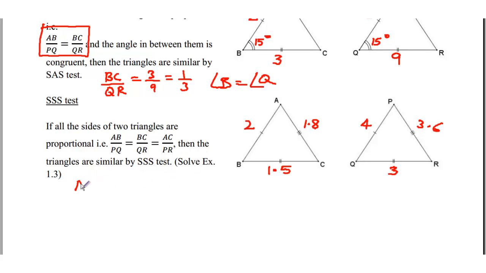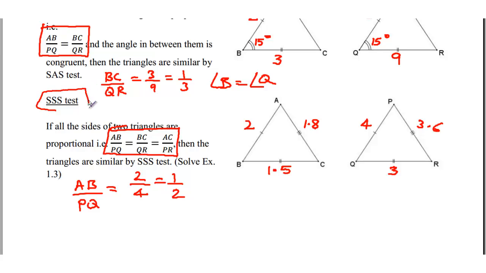So we can say that AB upon PQ is equal to 2 upon 4, which turns out to be 1 upon 2. In the same way, BC upon QR is equal to 1.5 upon 3, which is 1 upon 2. And AC upon PR is 1.8 upon 3.6, which is also 1 upon 2. Therefore, AB upon PQ is equal to BC upon QR is equal to AC upon PR, and therefore the two triangles are similar by SSS test. You can find a lot of examples in exercise 1.3.